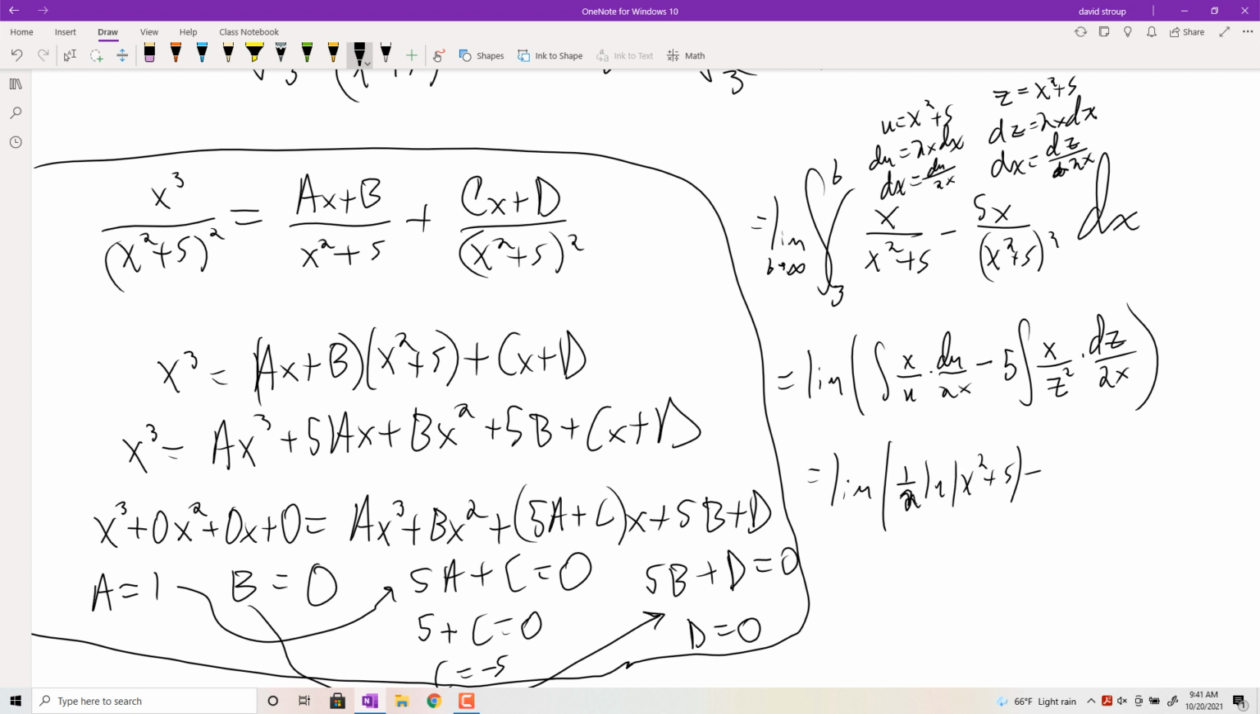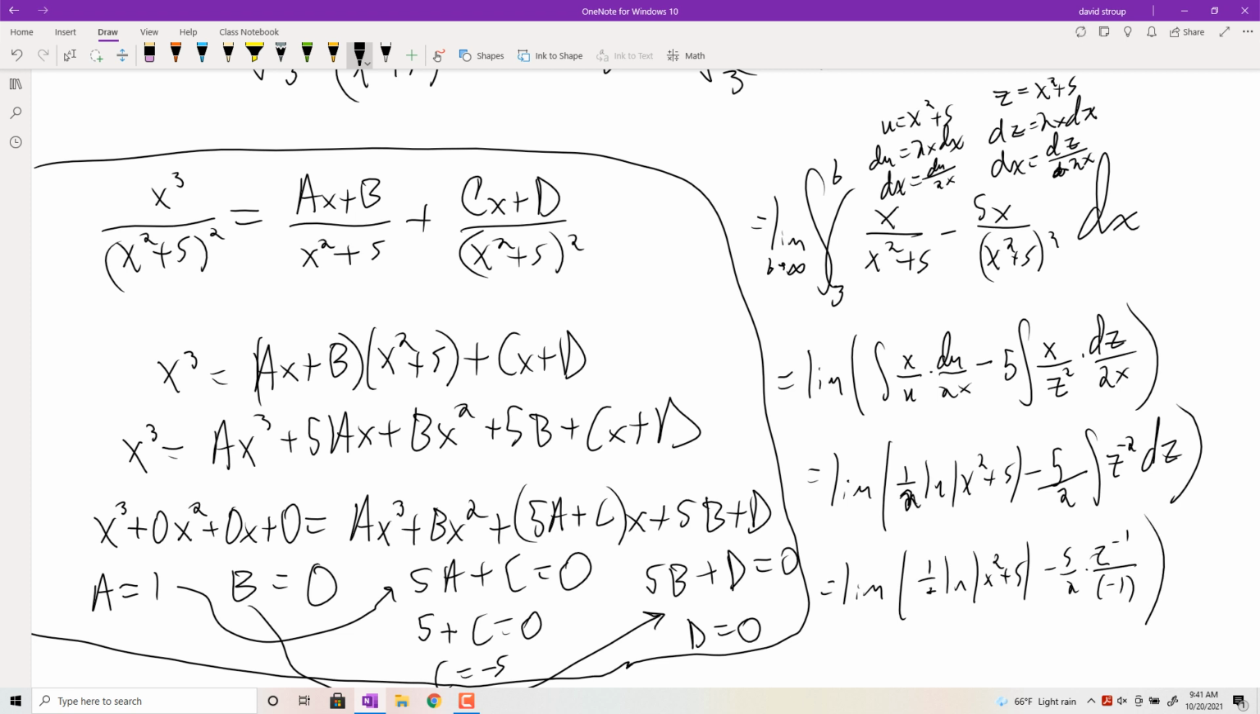Then minus 5 times the second integral, you can factor out 1/2, so 5/2 integral, I'm going to have to write this one out, z to the negative 2 dz, and then this would be the limit of 1/2 ln absolute value x squared plus 5 minus 5/2 times z to the negative 2 plus 1 is z to the negative 1, and then divided by negative 1.